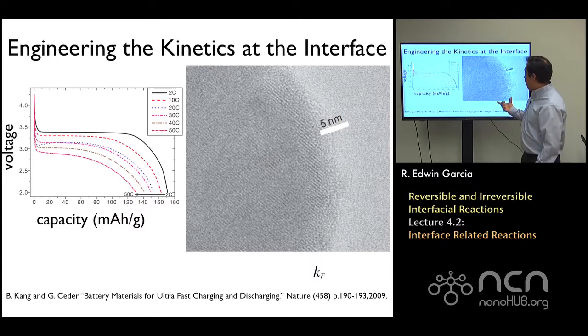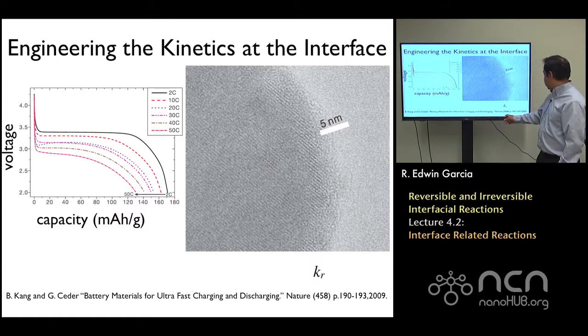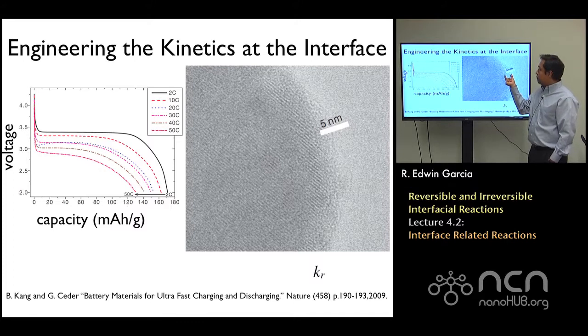This is a very interesting micrograph that Kang and Ceder published in the Nature paper in 2009. You can actually resolve the atoms. Here you can see the different layers of what occurs in the system. And here you can see at 5 nanometers for this particle of material, how there's a transition zone and there's other things going on in the battery.